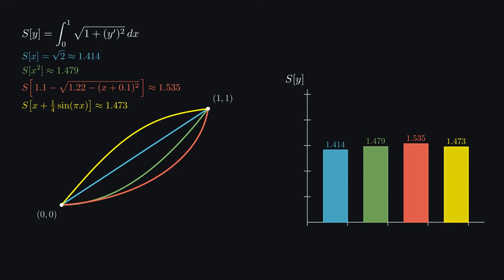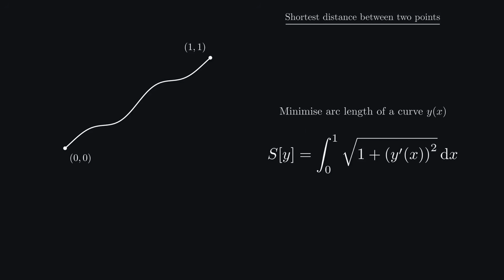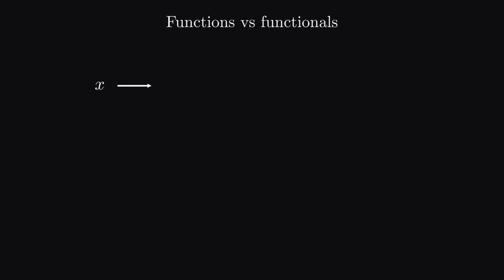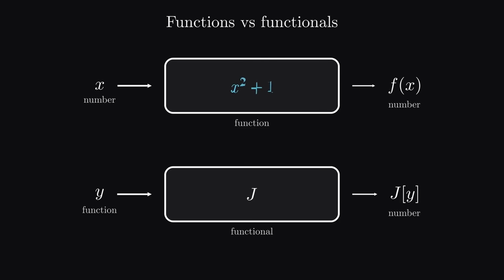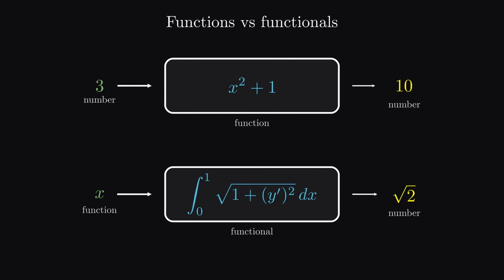You'll notice that this expression involving an integral and the derivative of y with respect to x is a little bit different from the functions that you're probably used to in ordinary calculus. In fact, because they take functions as an input, these are known as functionals. Let's look at the difference between functions and functionals. A function takes a number as an input and outputs a number. A functional takes a function as an input and outputs a number. Our goal is to find the function that minimizes this arc length functional.